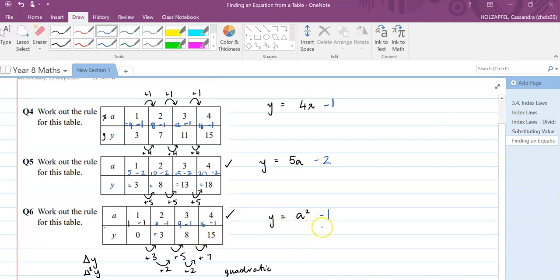So this equation is a little bit different to the previous ones because we had to look at the change in the change. So we had to do it twice. And if we have to do it twice, that means it's a quadratic.